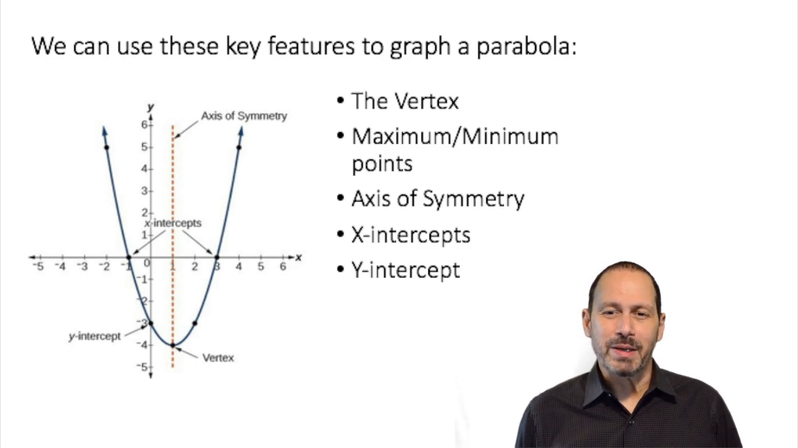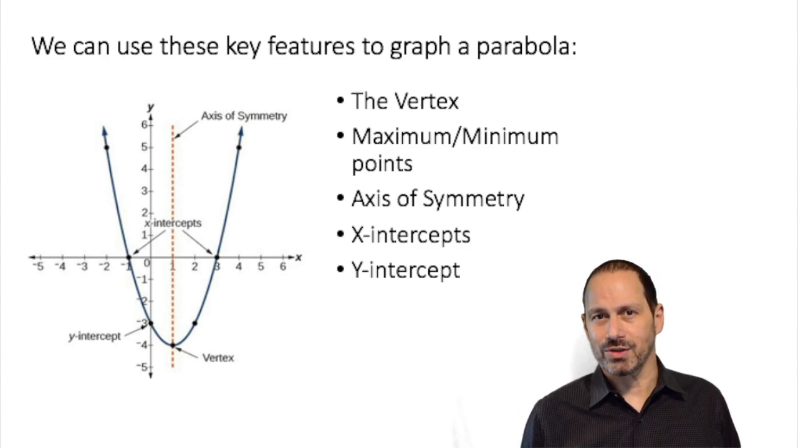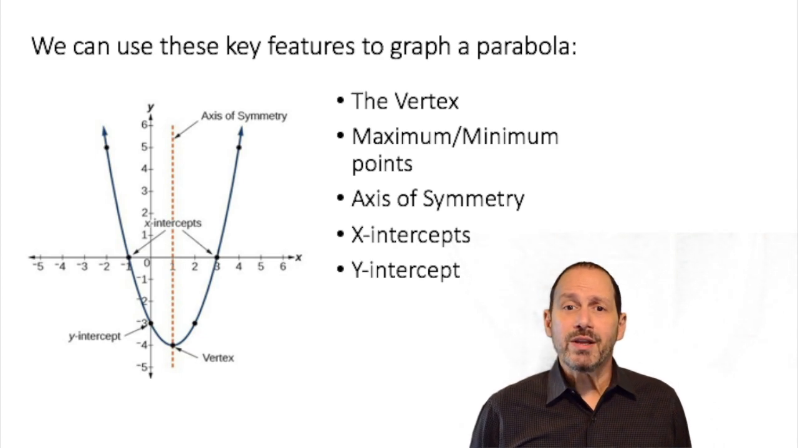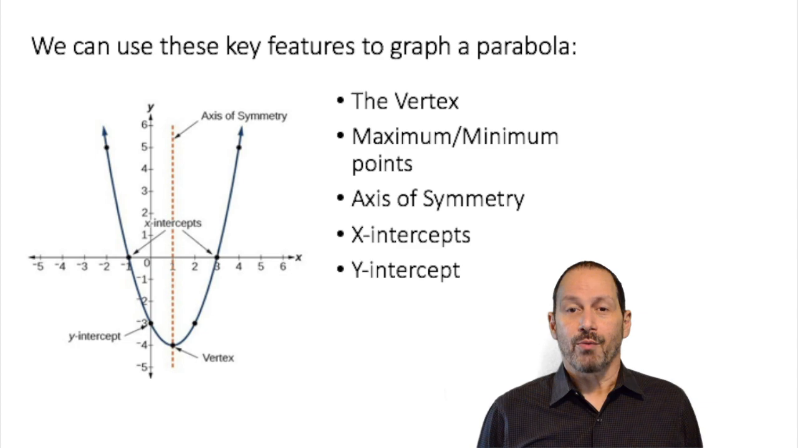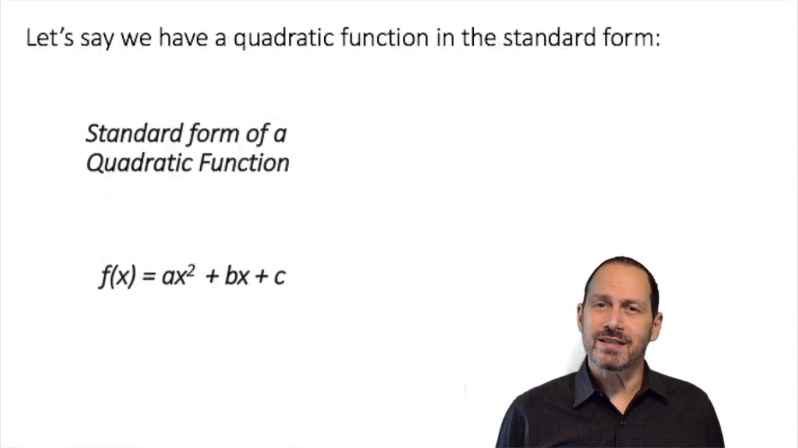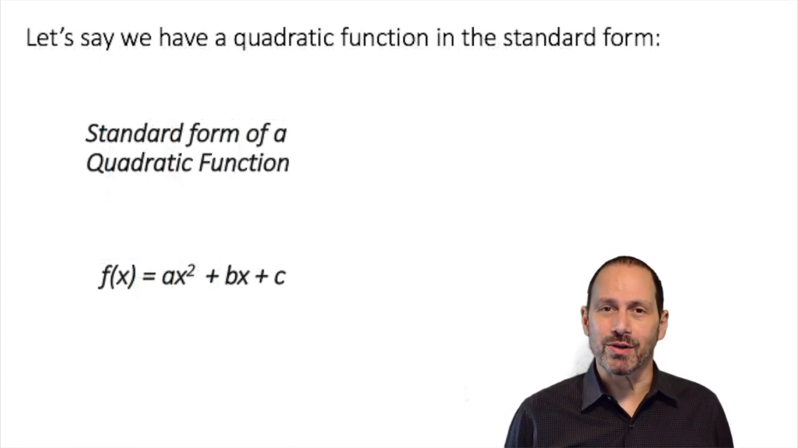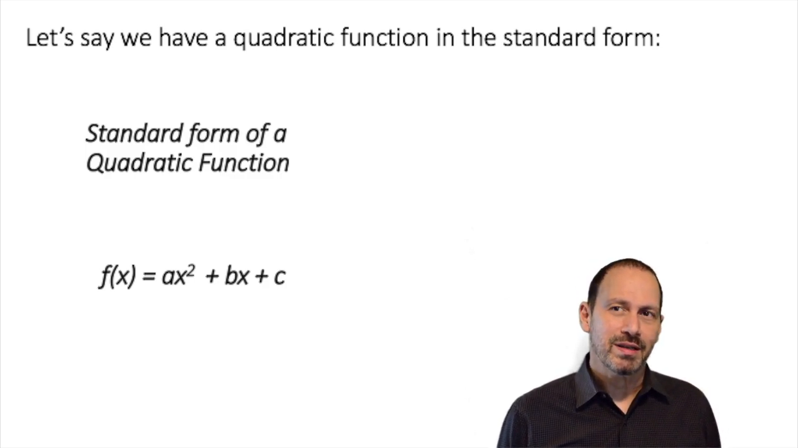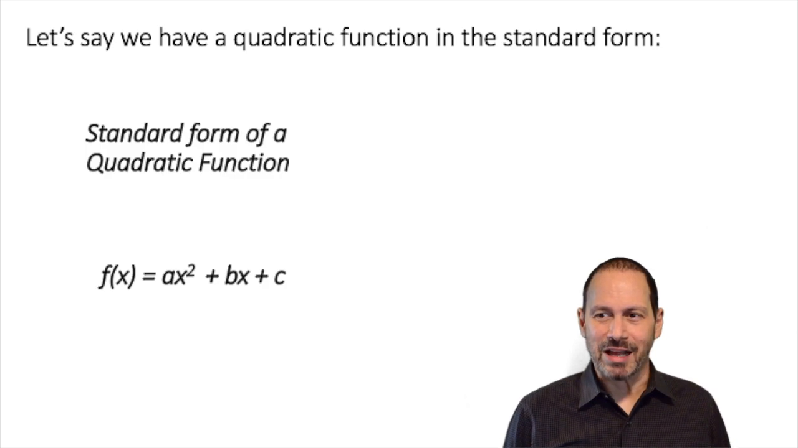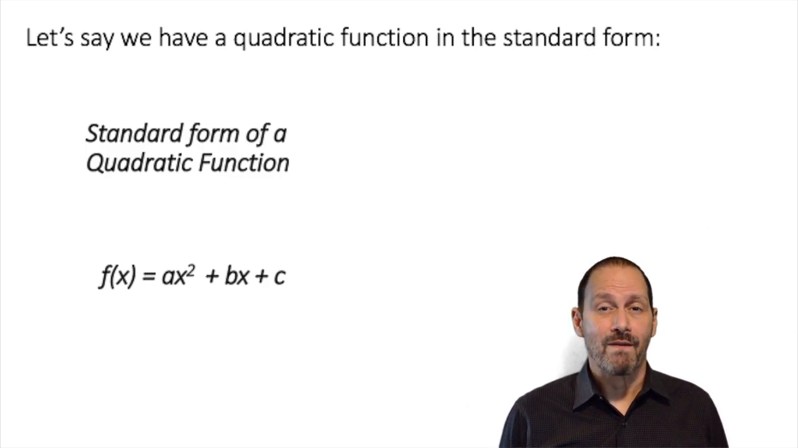Now this is very important because we are going to use these key features to graph quadratic functions. So we can use these features to graph a parabola, and we're going to see how. Let's say that we have a quadratic function in its standard form, that is, f of x is equal to ax squared plus bx plus c. That's the standard form of a quadratic function.